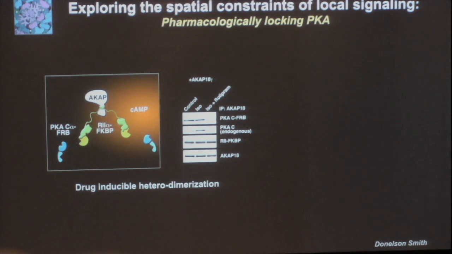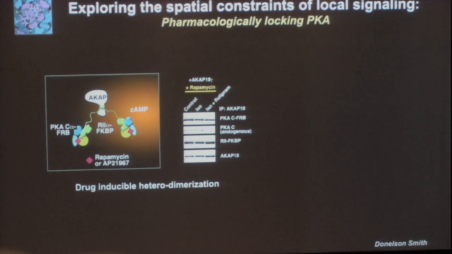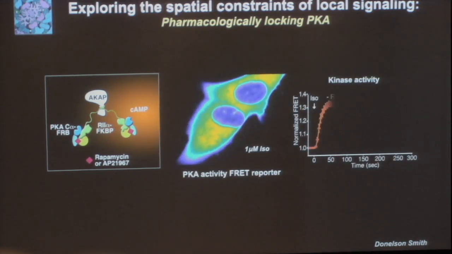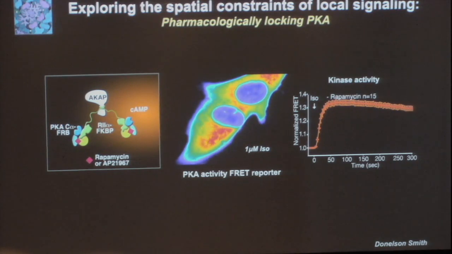So to do this, we took advantage of this sort of drug-inducible heterodimerization system, or rapalog technology as it's known, where you can add rapamycin or a less invasive analog that was developed by Ariad to pharmacologically lock two parts of a protein to hold the complex. So this is a pharmacologically locked complex within about 60 angstroms of each other. And then you can actually monitor kinase activity using an intermolecular FRET kinase activity reporter.